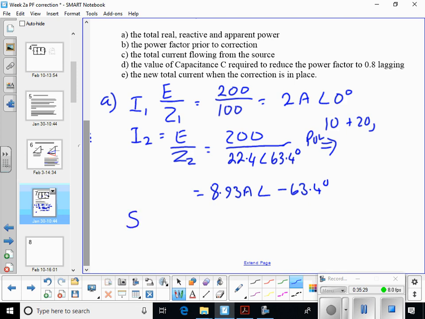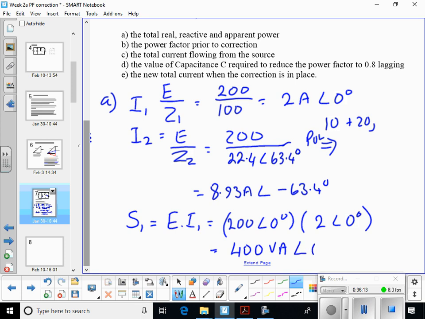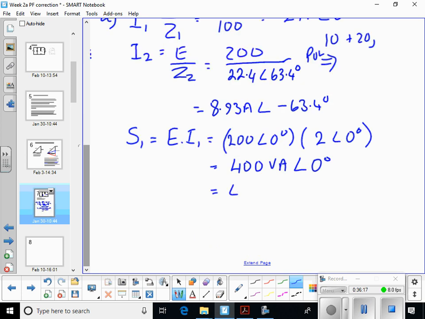And now we can find S1. That's E times I1. So that's 200 angle 0 times 8.93. Oh no, hang on. Two angle 0, isn't it? 400 VA. So actually, that's 400 watts. Yep. Because there's the angle 0. Yep.